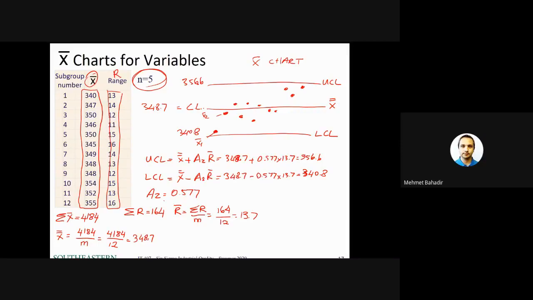All right, so we have placed all our X bar values, subgroup averages on this chart. Do we see any pattern? Not really. Do we see any out of the control limit point? Not really. So how do we interpret this chart? We can easily say that this process is under control according to X bar values. All right.